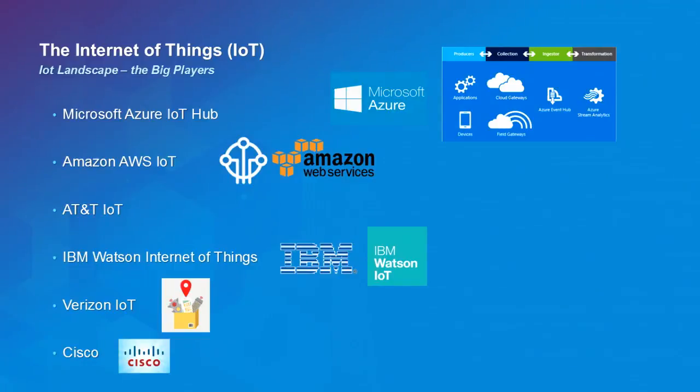On the landscape side, big players like Microsoft, Amazon, AT&T, IBM, Verizon, Cisco jumped into the IoT landscape. They're providing an IoT hub, collecting data from sensors, and providing analytics as well. So Esri is working, we are working with these companies, okay? Especially we provide a special component to IoT.